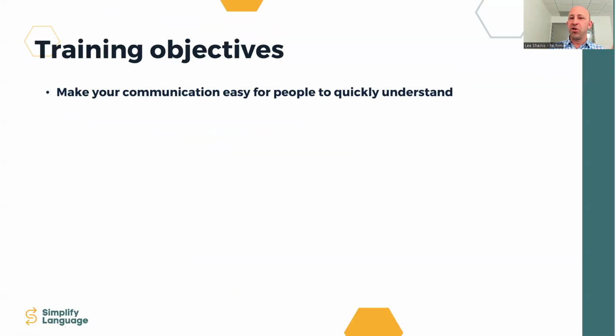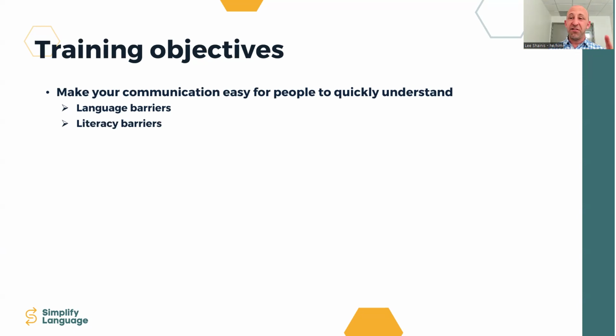So this is about making your communication easier for people to quickly understand. There's three main audiences for this. The first is people who experience language barriers. So that's English learners from lots of different levels, beginning English learners, intermediate English learners, and the population I talk about more is advanced English learners, people who can communicate and express themselves fine in English, but they don't always receive information as easily. So that's a really important audience that we'll talk about.